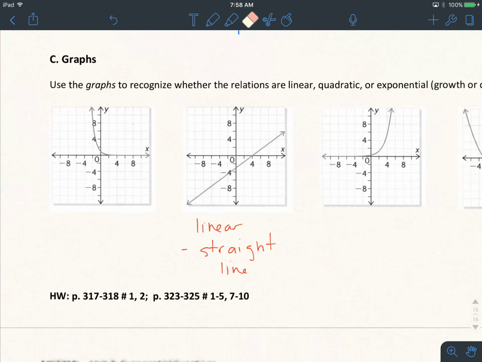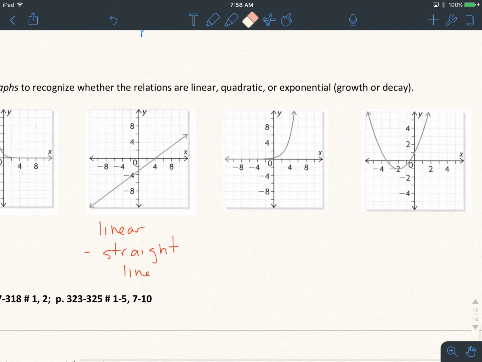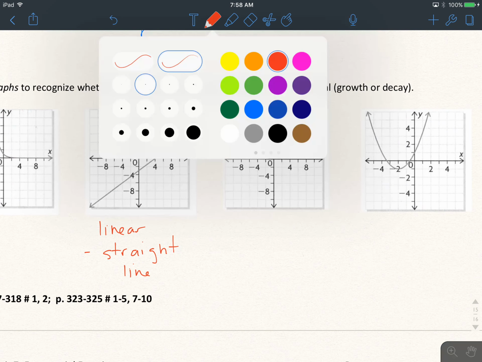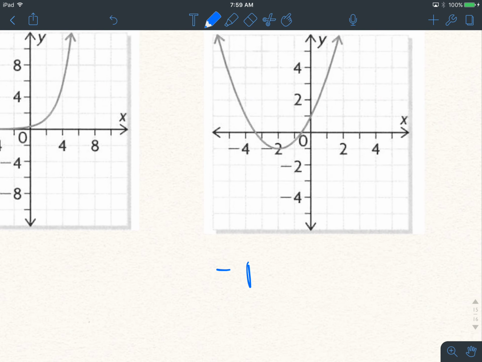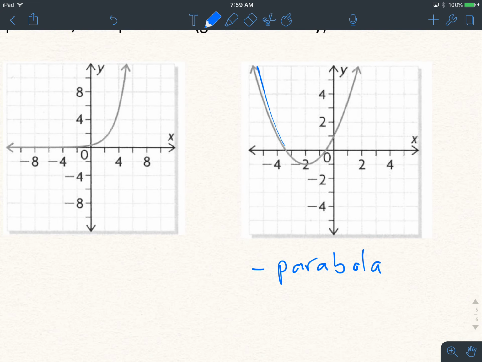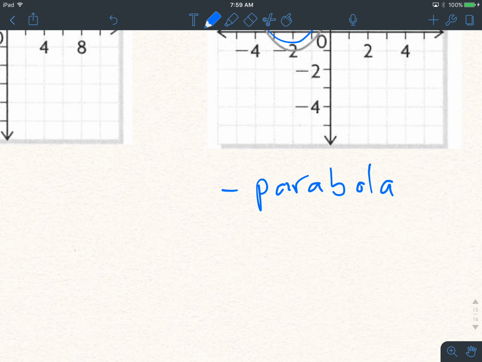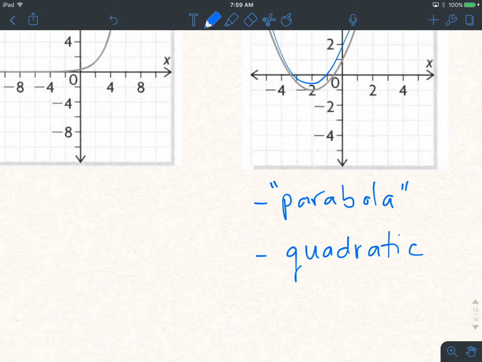So that one's linear. How do we recognize a quadratic? Well, quadratic also has a really straightforward characteristic. It's going to have a parabola, which is that unique U shape that you see when you're dealing with quadratics, and that will be quadratic. I think I wrote that in the opposite order, but no harm, no foul. If it has a parabola, it's going to be quadratic.